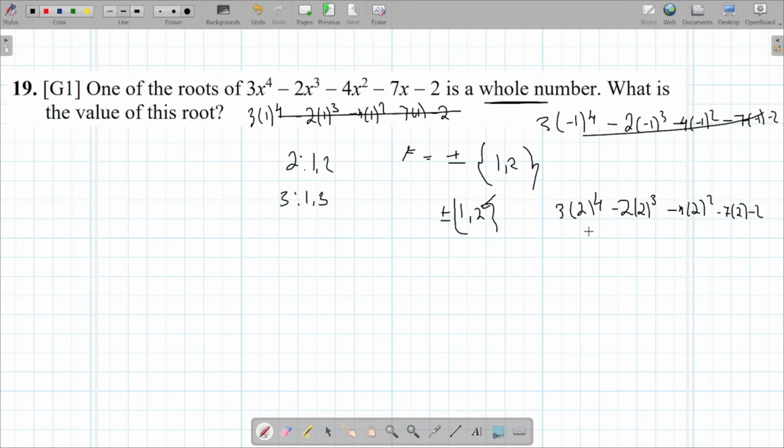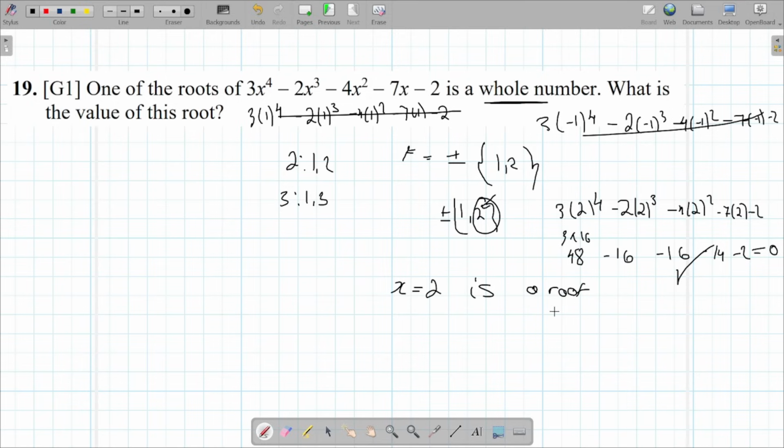Let's see. 2 to the power 4 is 16. 3 times 16 is 48. Minus 2 times 2 to the power 3. 2 to the power 3 is 8. Minus 2 times 8 is minus 16. Minus 4 times 2 to the power 2, 2 to the power 2 is 4, minus 4 times 4 is minus 16. Minus 7 times 2 is minus 14. Minus 2. 48 minus 16 is 32. 32 minus 16 is 16. 16 minus 14 is 2. 2 minus 2 is 0. So my root is 2. So x equals 2 is a root.